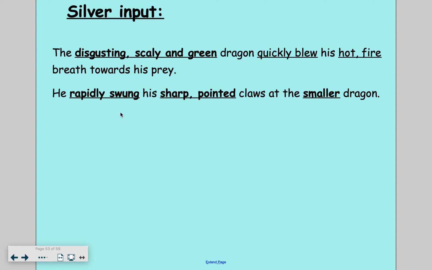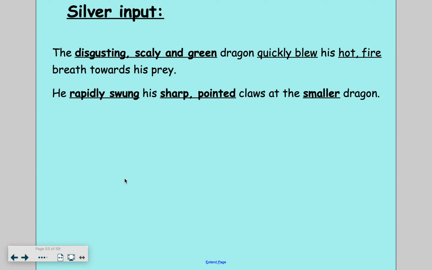what you could say is the disgusting, scaly and green dragon quickly blew his hot fire breath towards his prey. He rapidly swung his sharp, pointed claws at the smaller dragon. Okay, so rapidly, quickly, there's your adverbs, okay? Sharp, pointed, there's your adjectives for claws. Smaller for the dragon, another adjective there. And here we've got our extended noun phrase as well.